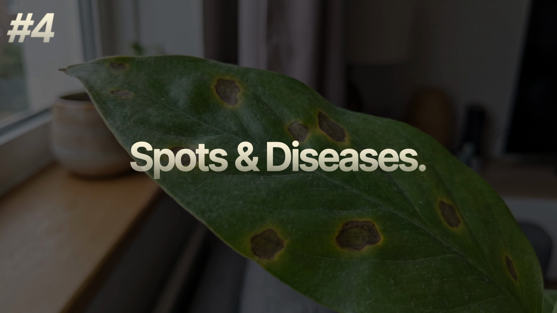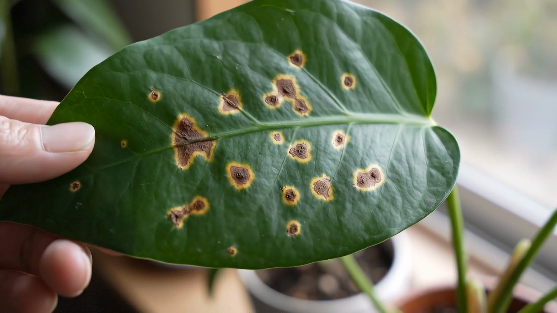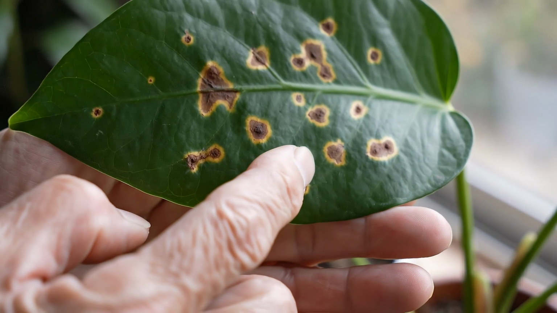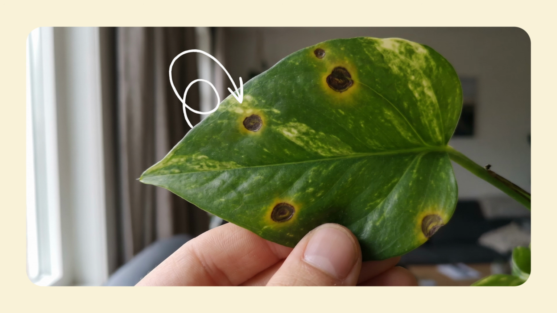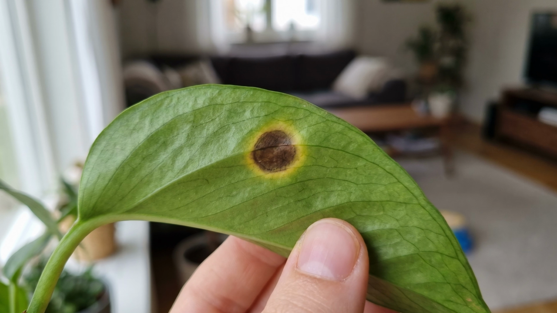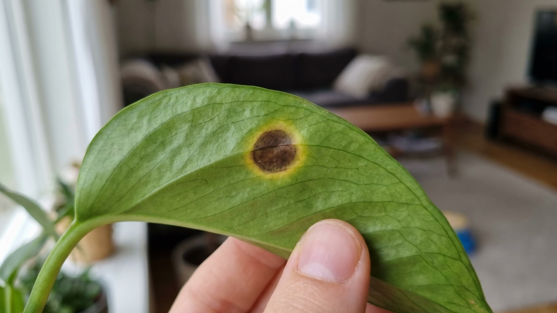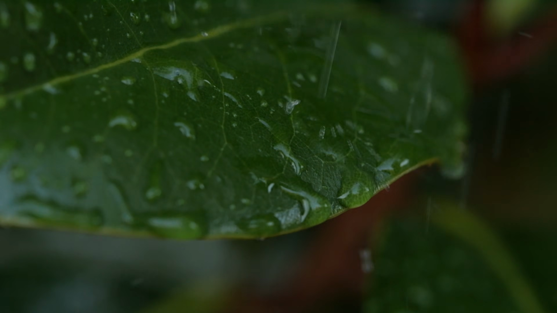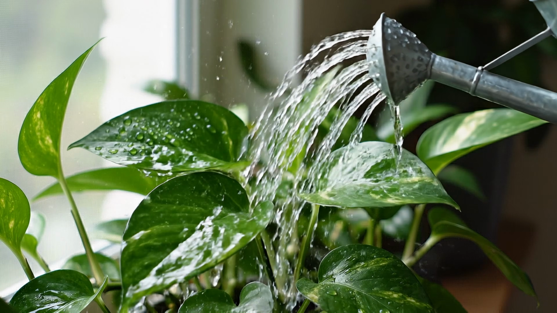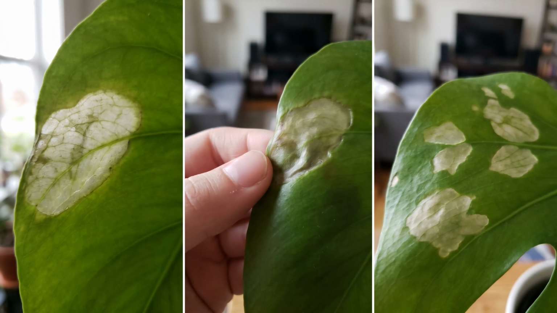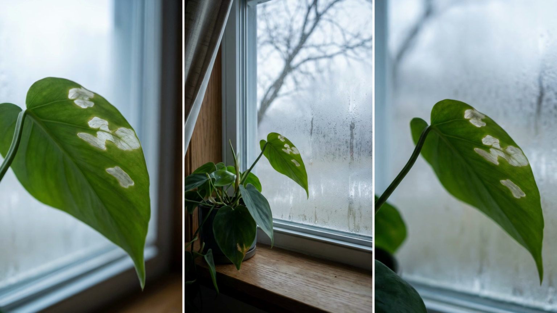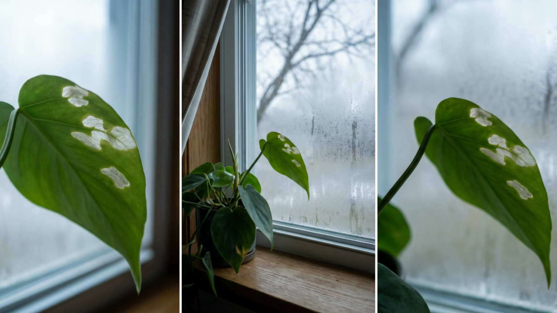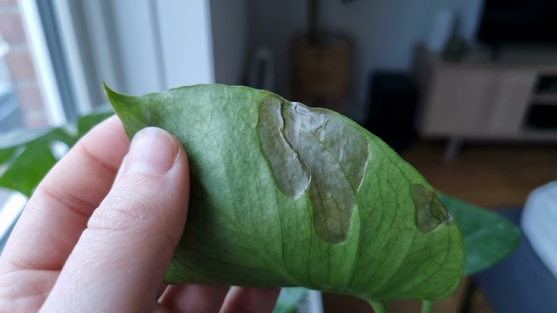Spots and diseases. Spots look random, but they're not. They follow very specific patterns. If you see dark brown or black spots surrounded by a yellow halo, that's almost always fungal. The yellow ring is the boundary between infected tissue and healthy cells trying to defend themselves. This usually comes from moisture sitting on leaves, overhead watering, poor airflow, or crowded plants. Now compare that to soft, translucent, almost water-soaked patches. That's not fungus, it's physical damage, usually from cold. When plant cells are exposed to low temperatures, they rupture.